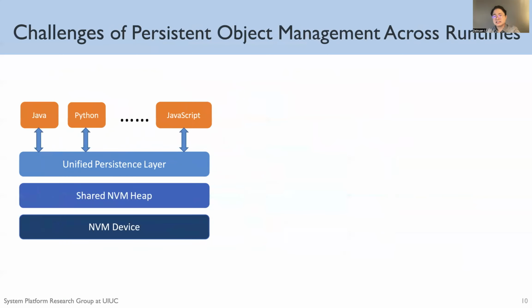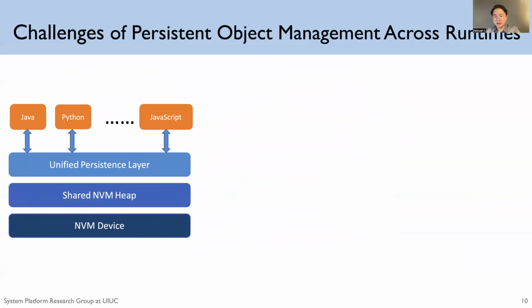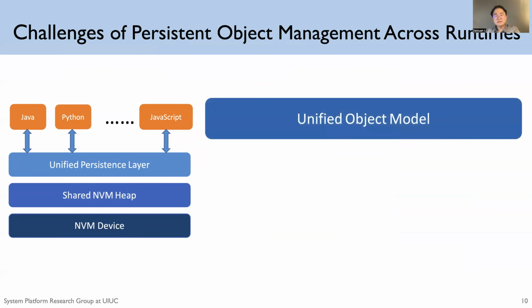Achieving this is not easy. There are three challenges we need to overcome. Firstly, because different runtimes have different object abstraction, we need a unified object model and type system for object sharing.